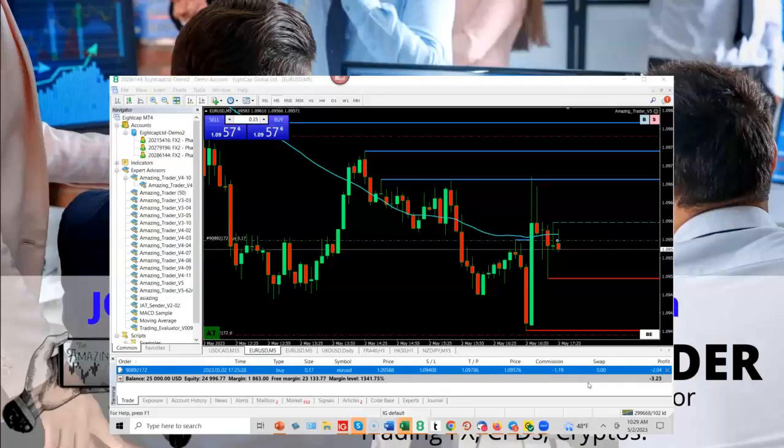But again, the rationale is I don't want to put on positions where I'm going to get stopped out at the next tick.